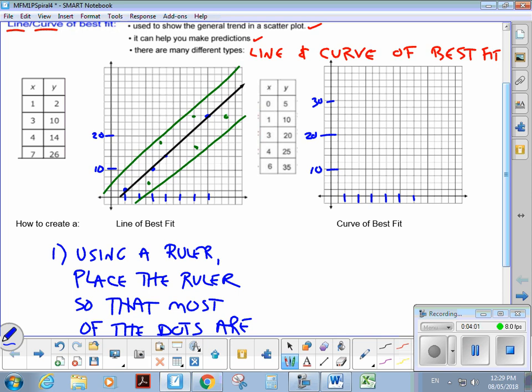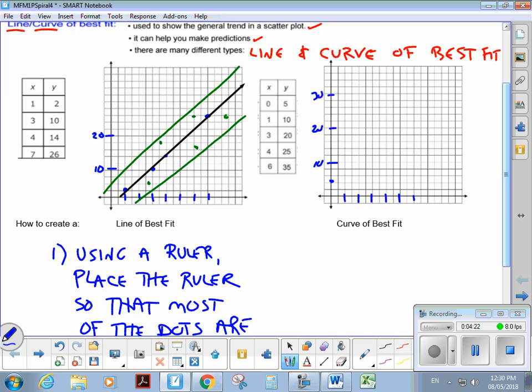So 0, 5, 2, 4, oops, 1, 2, 3, 4. I think I'm off a little bit with that. Let's try that one more time. 1, 2, 3, 4. Here's my 10. 1, 2, 3, 4. 20. 1, 2, 3, 4, 5. 30. That's better.